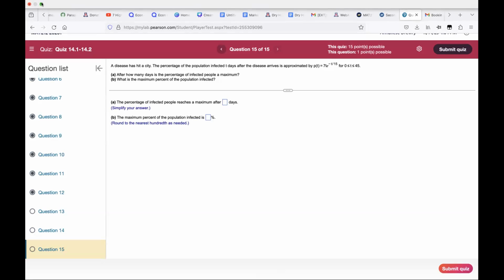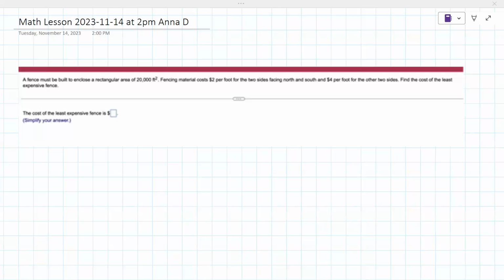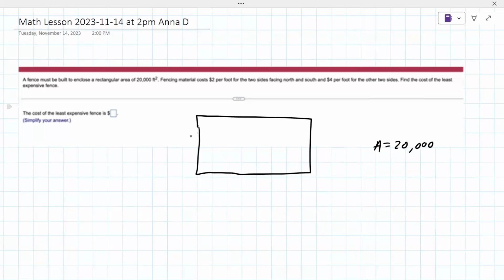All right, we'll be sharing my screen here and we will get started. A fence must be built to enclose a rectangular area of 20,000 feet squared. Material, so we start, area is 20,000. Fencing costs $2 per foot for 2 sides facing north and south, so we can say $2, $2, $4 on the other side. Find the cost of the least expensive fence.